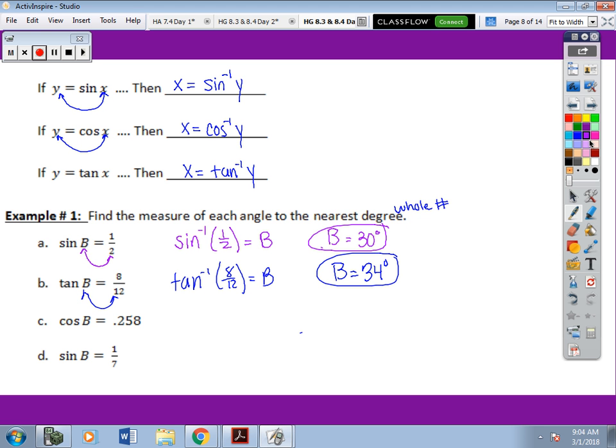Noah, what'd you get for letter C? B equals 75 degrees. Good. And D. Chet, what'd you get for D? 8. 8 degrees. Very good.